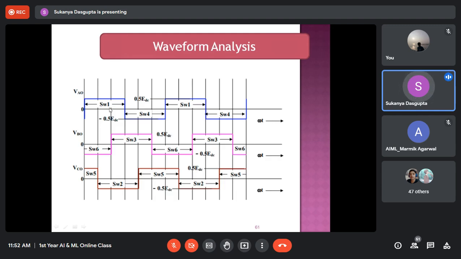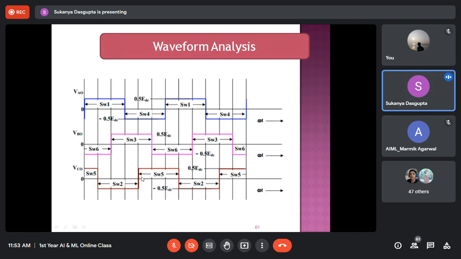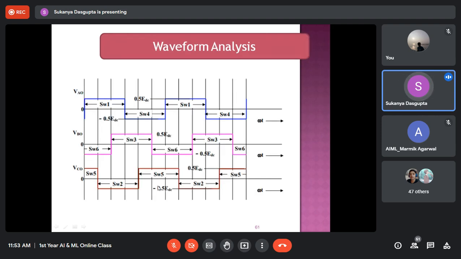After the starting point of SW1, SW3 will start its conduction because it is under phase B, but the phase difference between these two should be 120. Again, after conduction of SW3, who will conduct next? SW5, because it is under phase C, but it should be under conduction after 120 degrees of SW3 or 240 degrees of SW1. And look at the responses. When SW5 is working, SW2 is not working because SW2 is the complement of SW5. SW6 is the complement of SW3, so SW6 will not be working when SW3 is under operation.